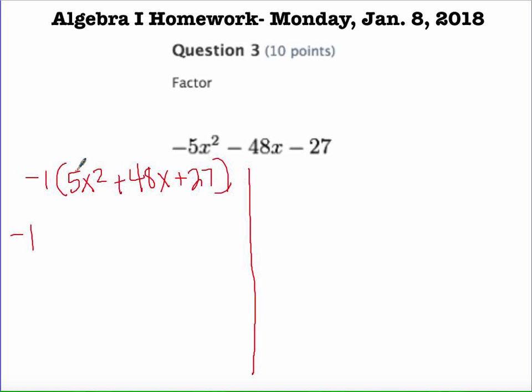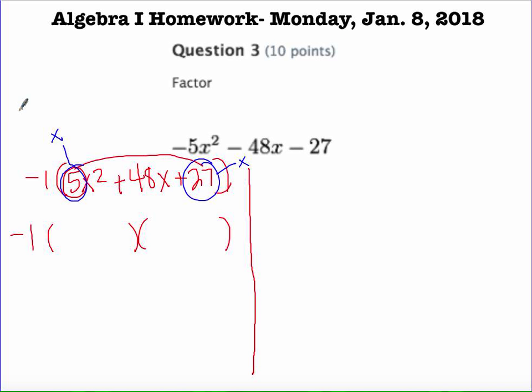So I could either do this 5 times the 27 and factor like we did on the previous one, or I can do guess and check. I'm going to do guess and check this way because I'm just trying to mix up methods for you so you can get comfortable with all of them. So if I do guess and check here, I'm going to look at the factors of 5 that multiply and the factors of 27 that multiply to give us 27.